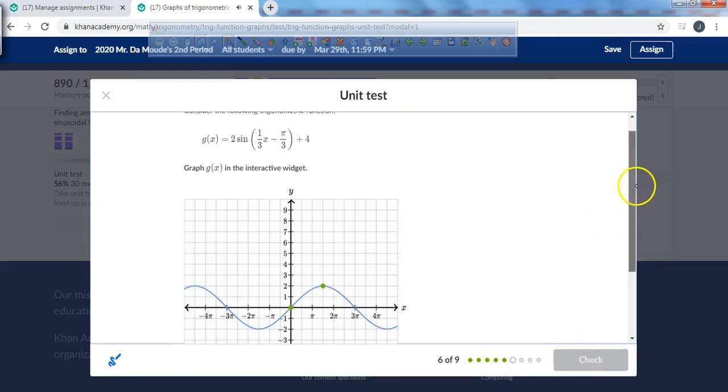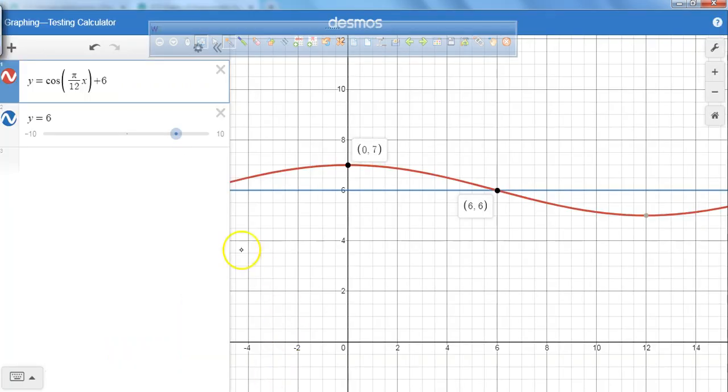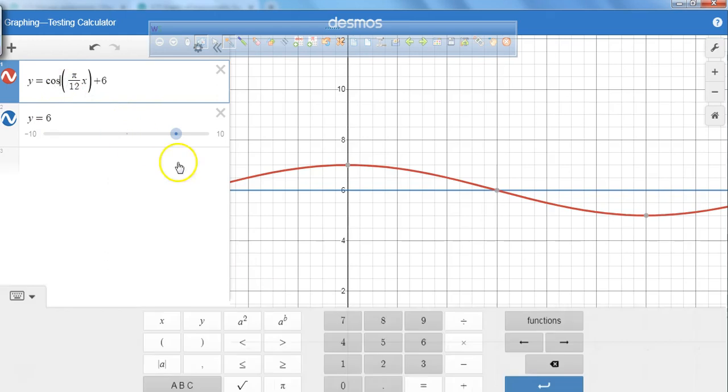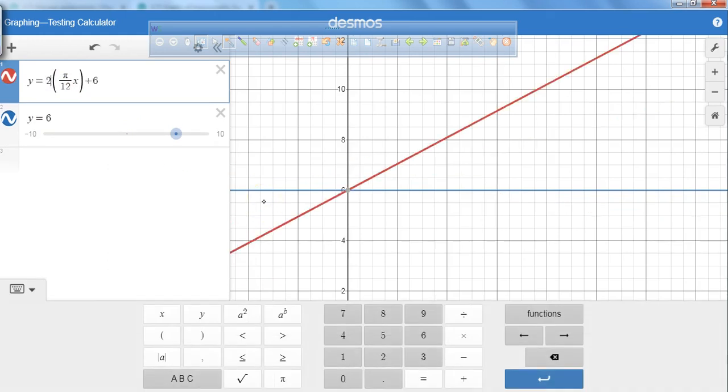Alright, we're going to use the interactive widget and graph this. Now fortunately, this is kind of already set up for sine, and this is a sine function, so I'm not going to switch the dots on this. All I'm going to do is type that into Desmos. We're going to have an amplitude of 2. We're going to have a midline of 4. And then we're going to make sure we type it in nice and accurately. So 2 sine 1/3 of x. So let's go over here. Type in 2 sine.